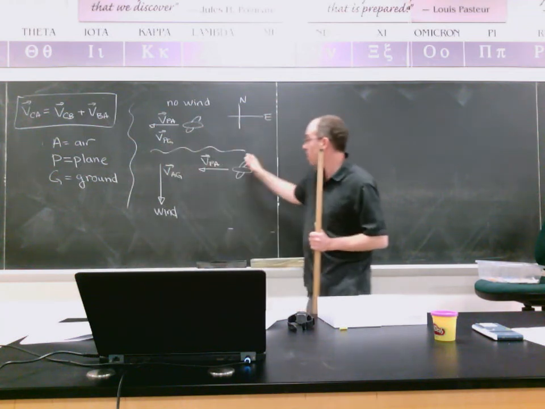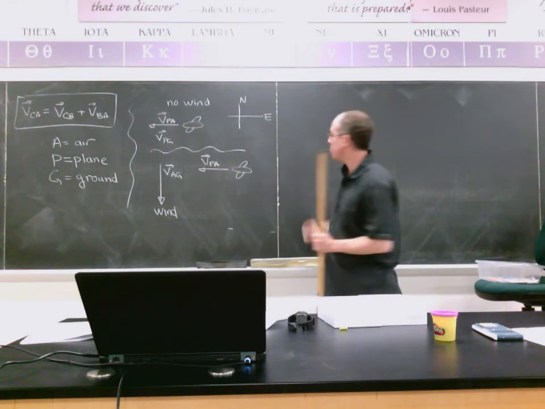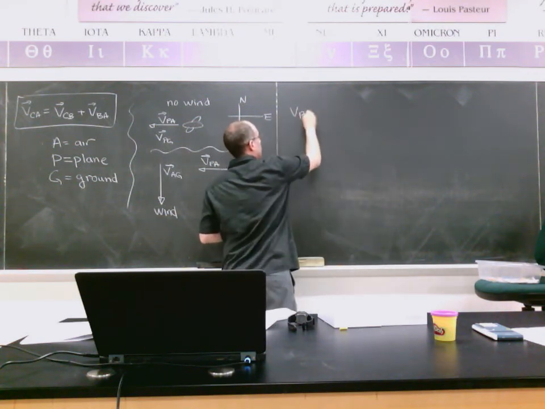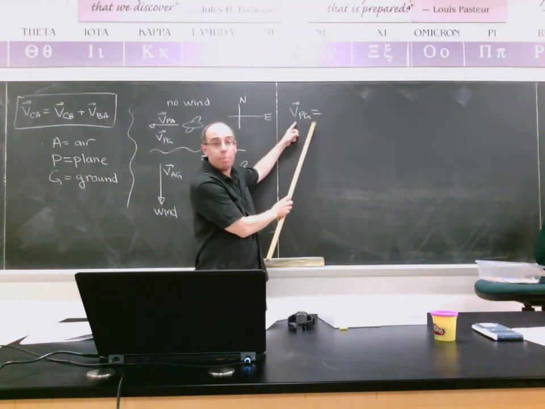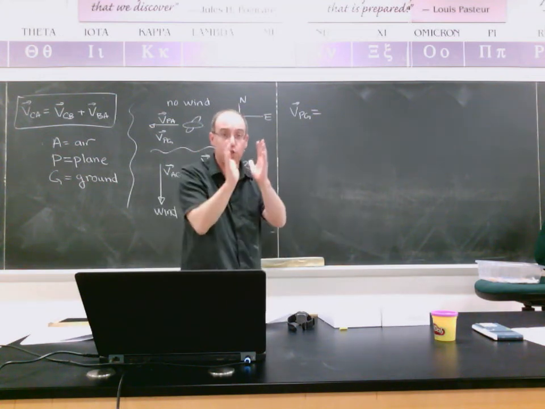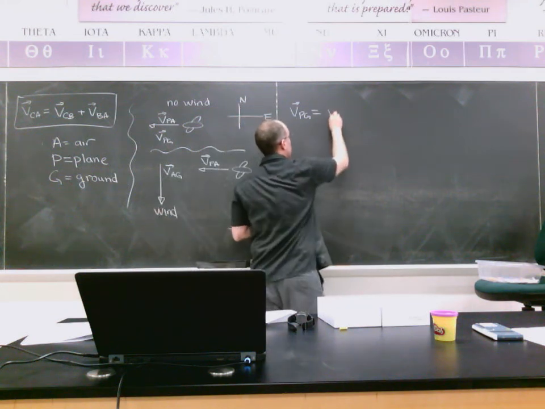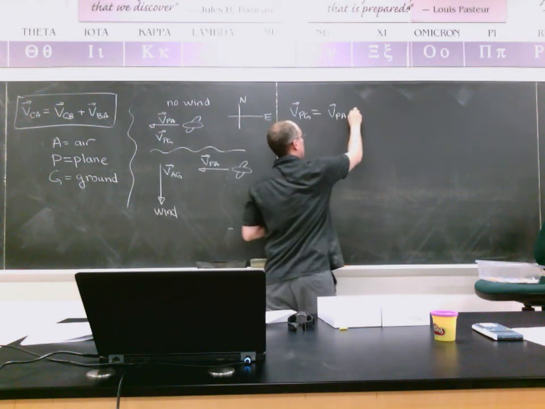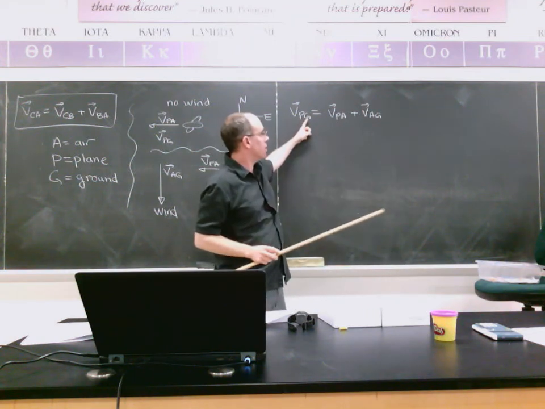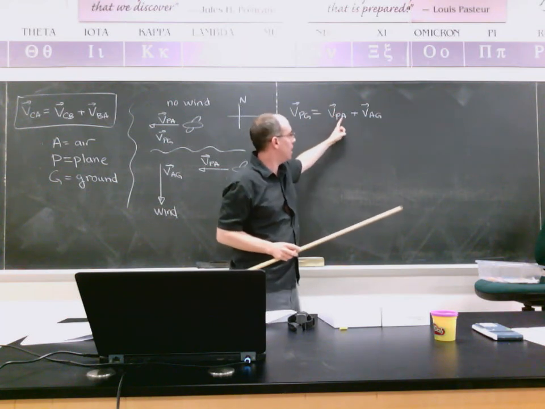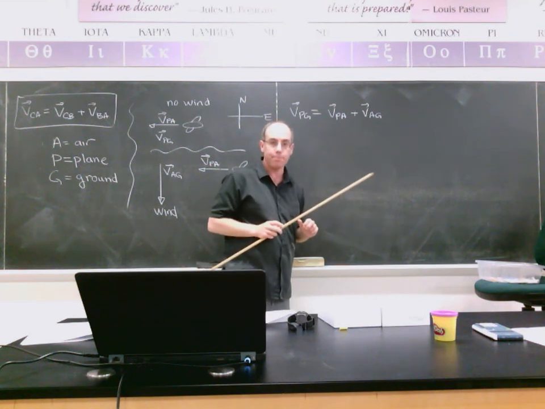Well, we could use the sandwich rule again. Here's what the sandwich rule would look like for this problem. Velocity of plane with respect to ground equals, okay, we'll use the sandwich rule. This time we take the P and the G, open them up, drop in a couple of A's, and we get velocity of plane with respect to air plus velocity of air with respect to ground. That is the sandwich rule applied to this problem.